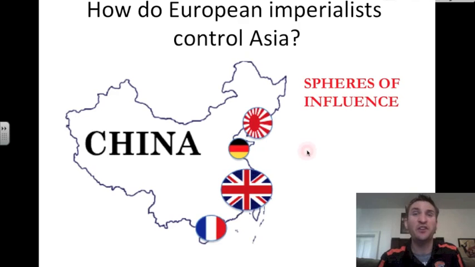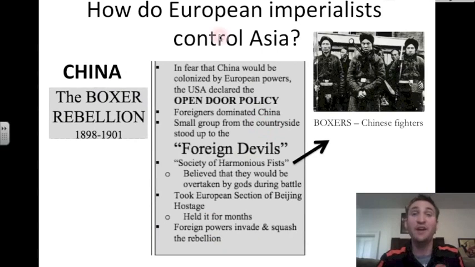How do European imperialists control Asia, specifically in China? Well, all of these European countries have spheres of influence, areas of trade. You see France and Britain and Germany. Even Japan had a trade post. China responds with the Boxer Rebellion that starts in 1898 and ends in 1901. What is the Boxer Rebellion?